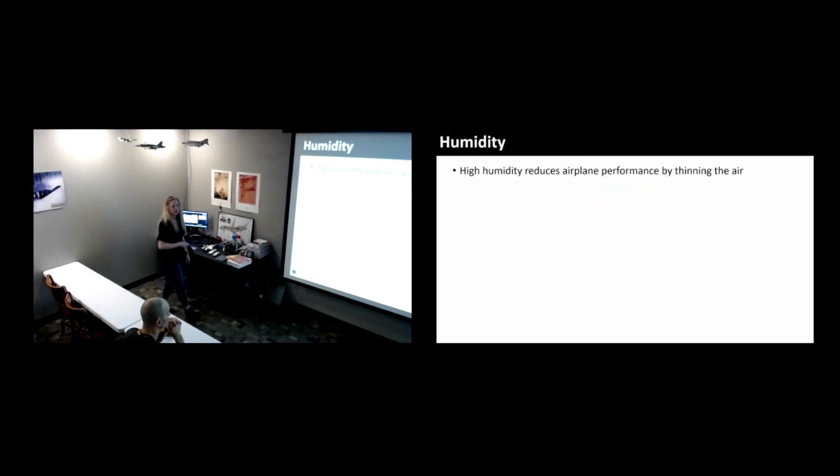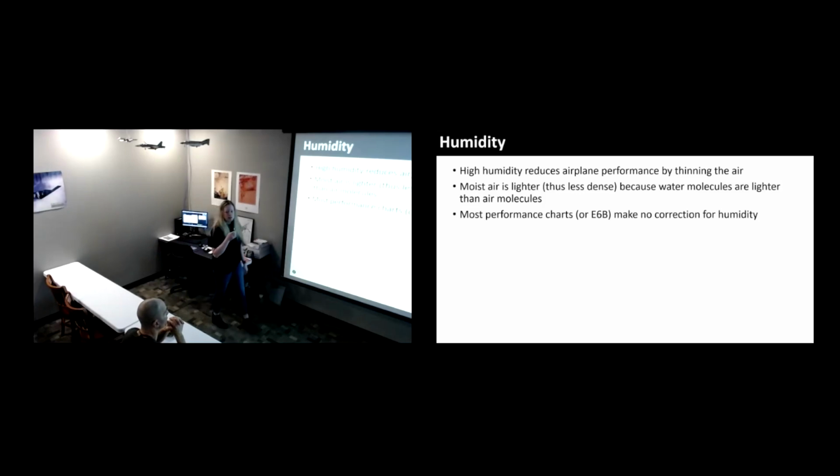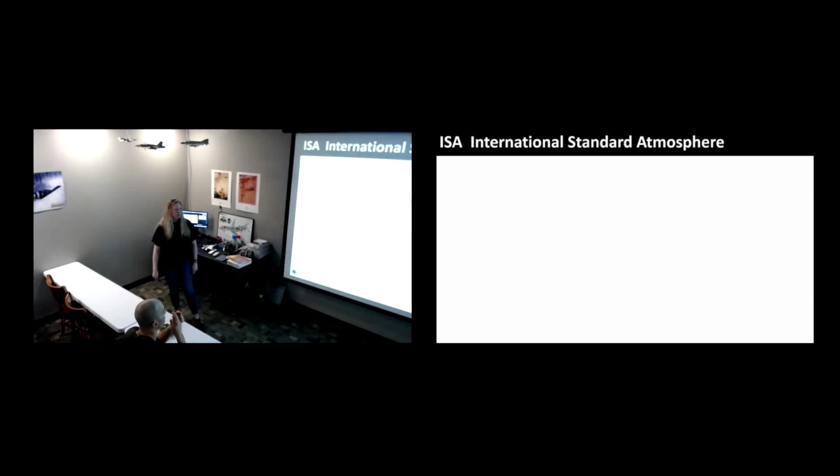Humidity reduces the performance by thinning the air. Why? Can anybody explain that? There's more water in the air. So there's water taking up space that could be oxygen or regular air molecules, therefore making the air thinner. So humidity has an effect on our performance, but it is not in any of our charts or performance charts or anything like that.